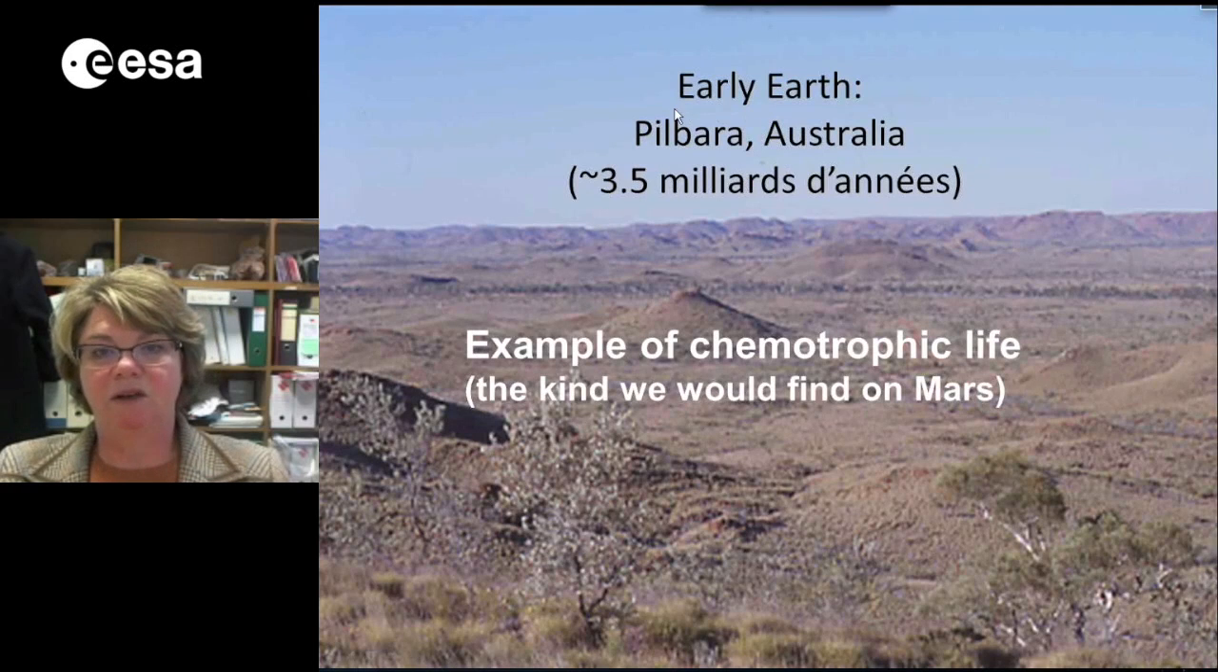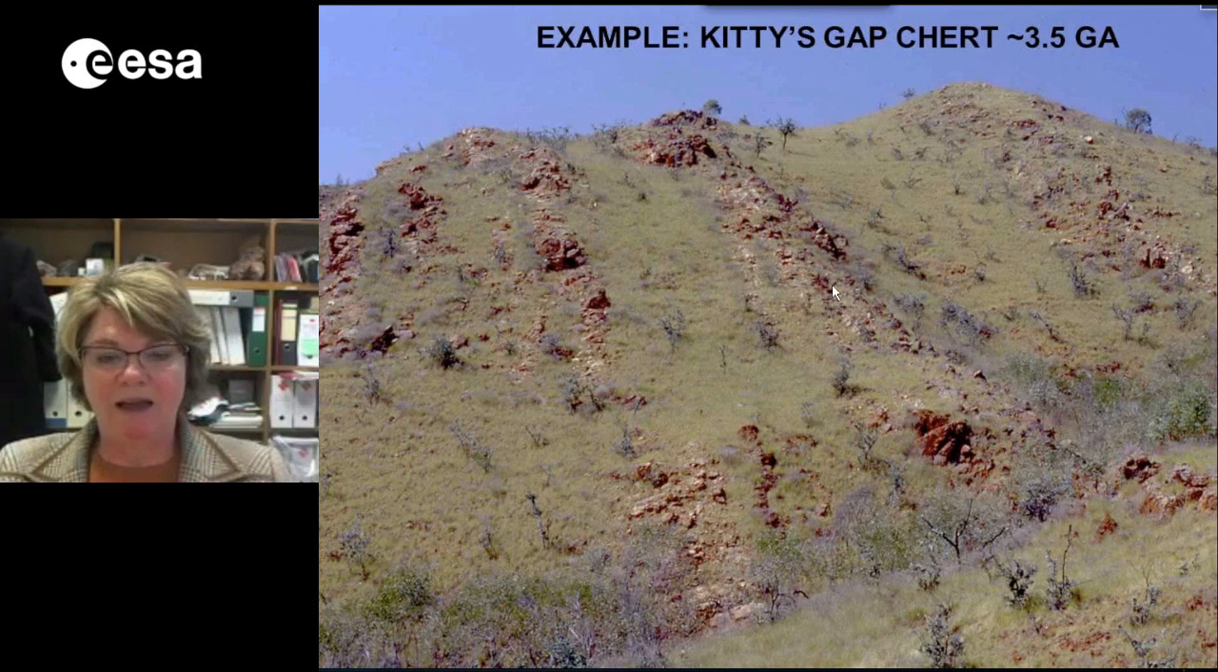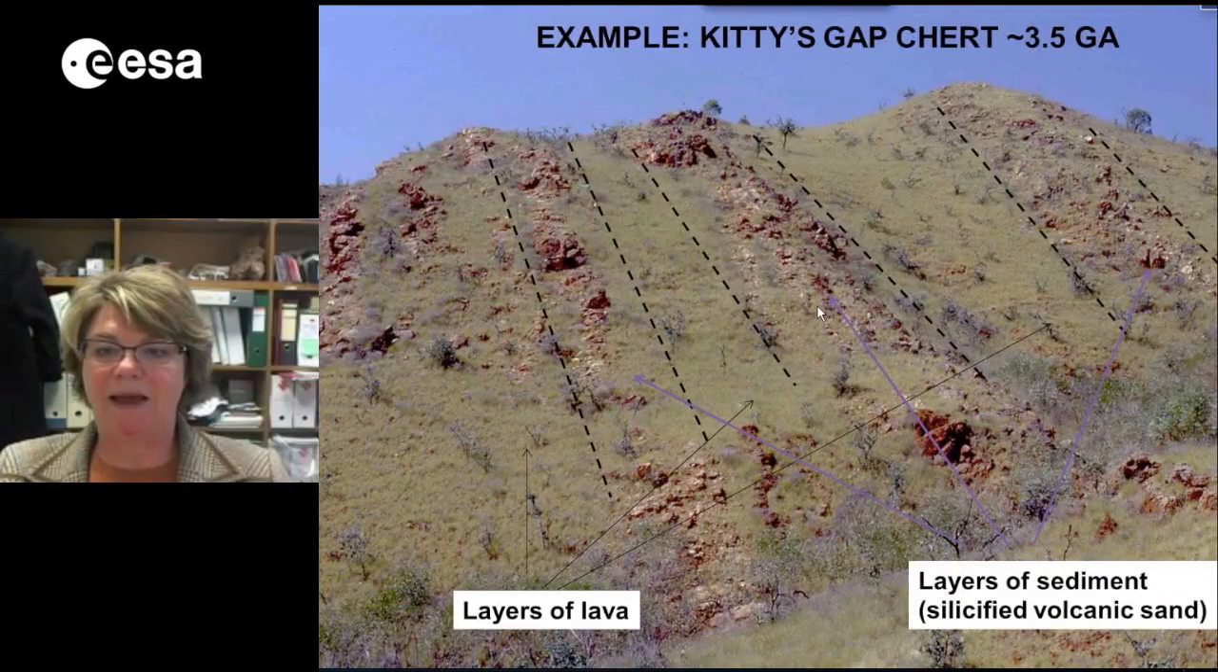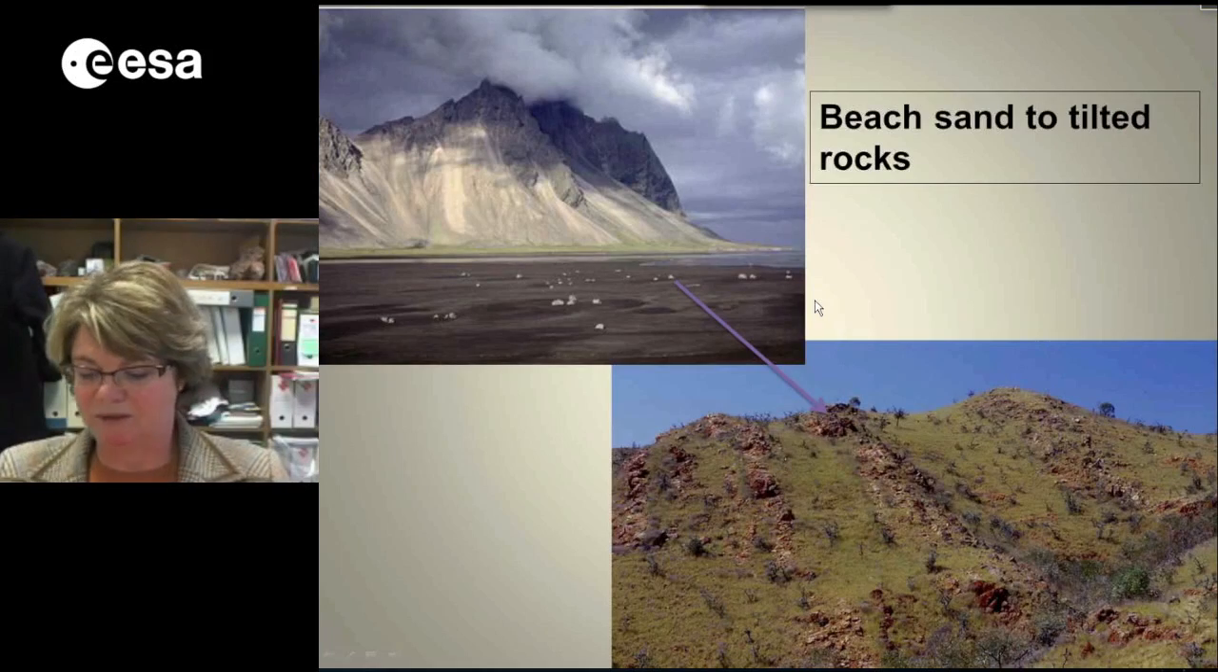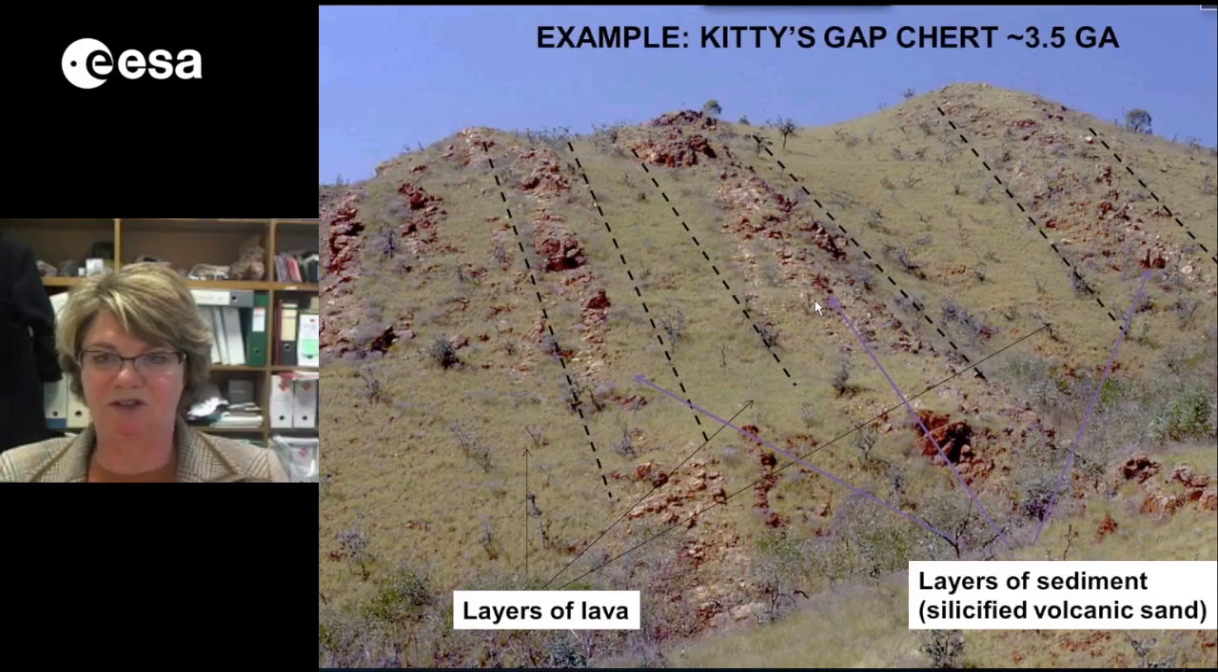I'll start first using an example from the northwest of Australia, in the Pilbara area. The examples that I will be showing are examples of chemotrophic life, and specifically chemolithotrophic life of the kind that we would hope to find on Mars. Now, I have a series of slides to explain what we geologists do in this field.